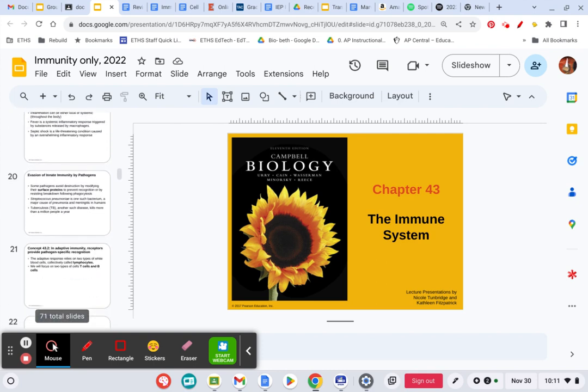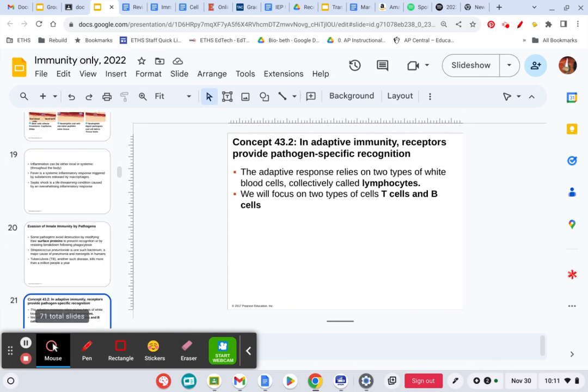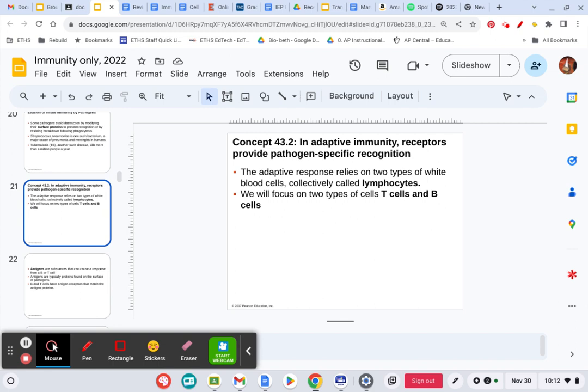Yesterday, we ended with talking about the innate defenses that our body has. We're born with these things. Those macrophages, that inflammation response, those are things that everybody who's born has them.